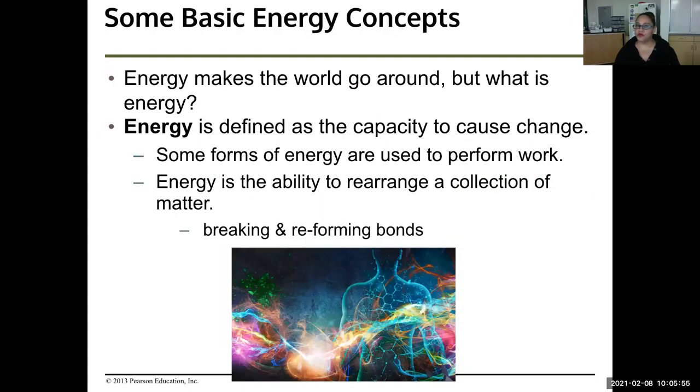Energy makes the world go round, but exactly what is energy? It's defined as the capacity to cause change. Some forms of energy are used to perform work. Energy is the ability to rearrange a collection of matter. When we talked about chemical reactions, we talked about how the breaking and reforming of chemical bonds is what actually generates energy. All of our cells in our body do this for us.